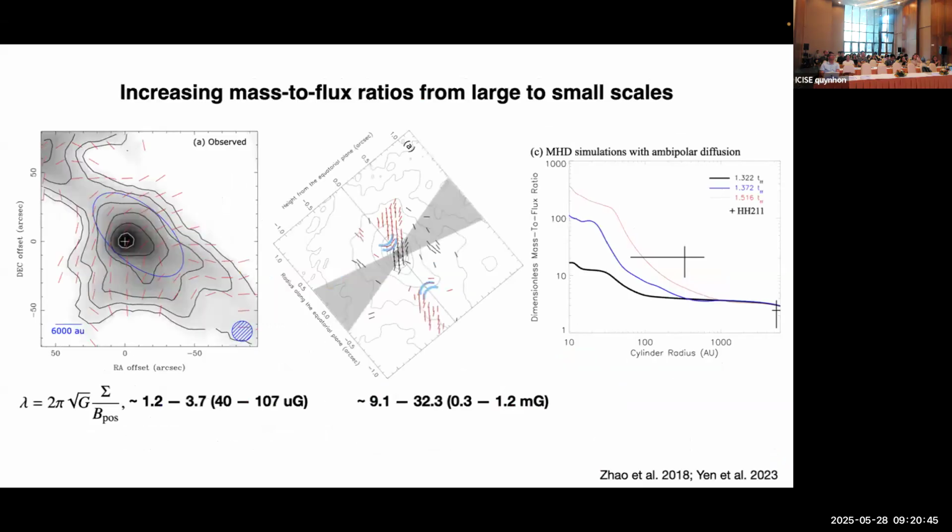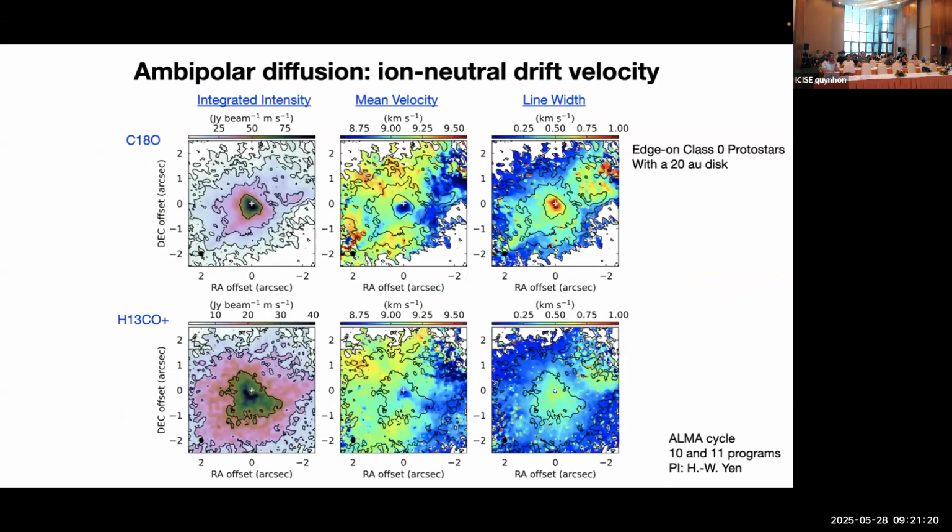Okay, so now we have the magnetic field strength or mass-to-flux ratio on two different scales: JCMT, several thousand AU, and ALMA, a few hundred AU. We can compare the mass-to-flux ratio as a function of radius. These two are our measurements on two different scales. Compared with the simulation results shown by these lines, we can see that in this source we do see an increasing mass-to-flux ratio from outer to inner radii, which is a feature of efficient ambipolar diffusion. As I mentioned, if there's efficient ambipolar diffusion, we may see different gas motion between ionized and neutral particles.